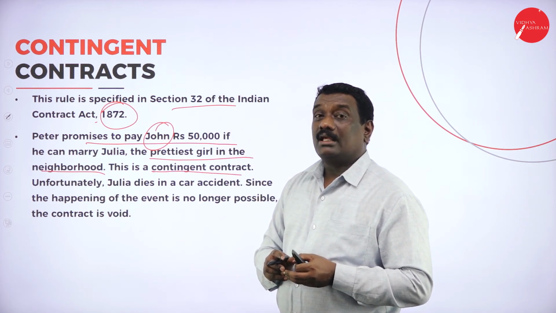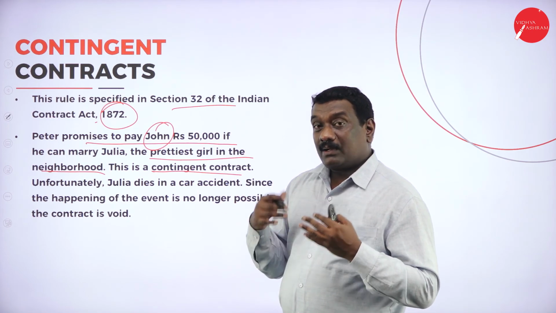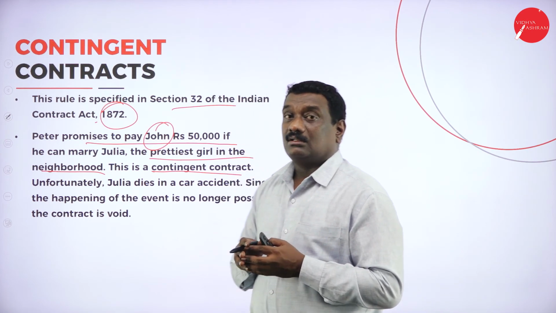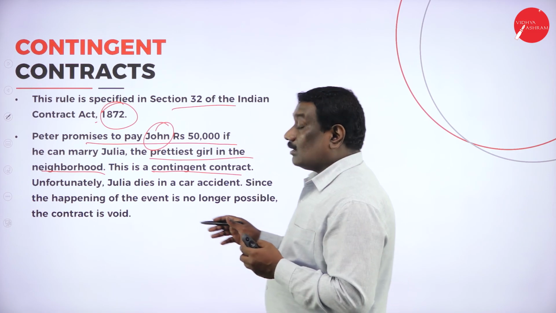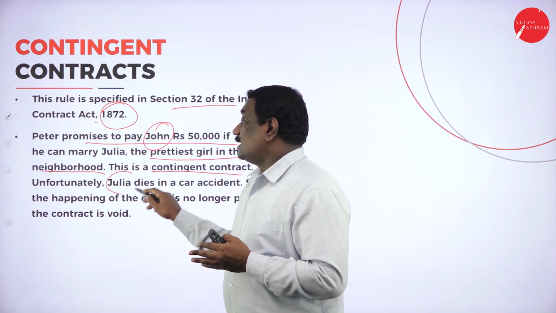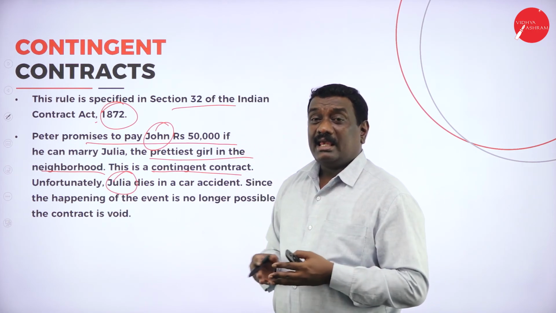So it is an obligation. It says if you are going to marry that particular girl called Julia, then I will be paying you rupees 50,000, that is to John. Now unfortunately what happens, that girl Julia, she died in a car accident. She met with a car accident and she expired.